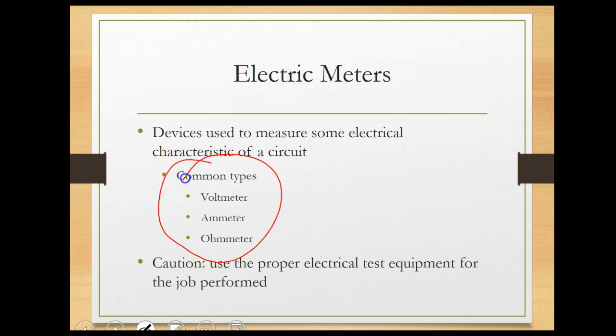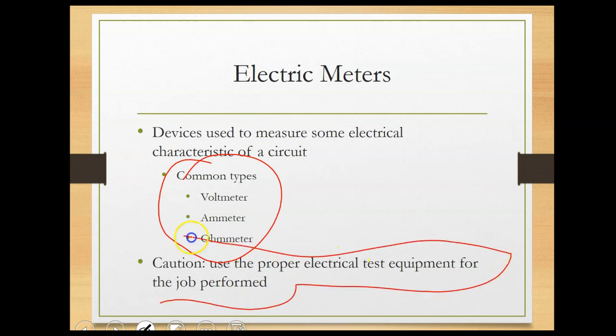Again, same repetition, three basic types, and you need to know the right proper meter for that measurement. And again, as I said in the past, they used to have a dedicated equipment for each one of those, so it's a little bit different. Now we have a multimeter, but we still have to put it in the right setting for it to function and give us the measurement that we need.